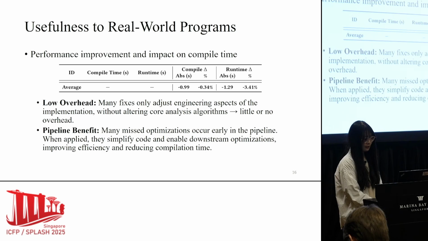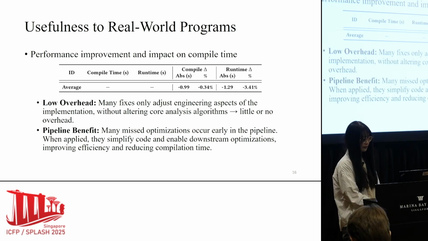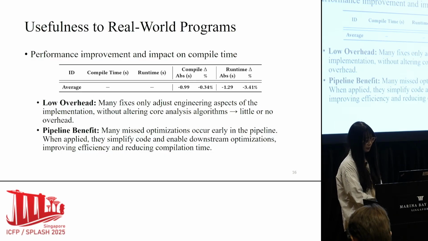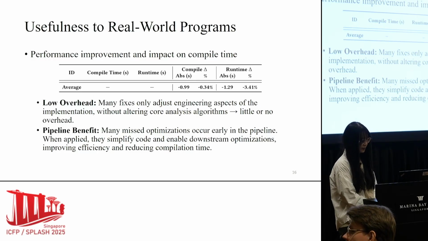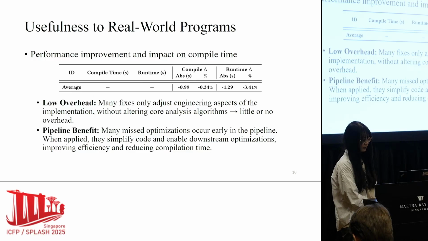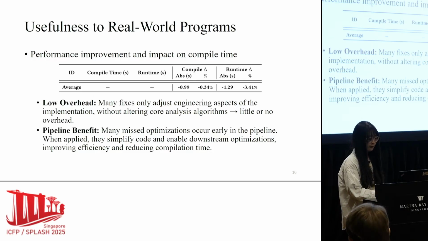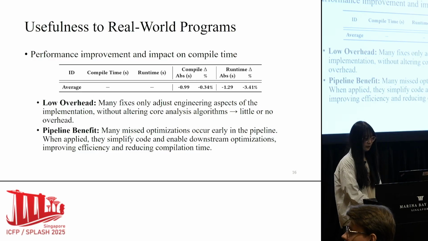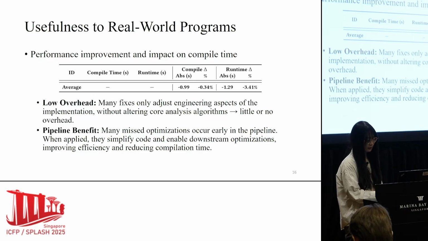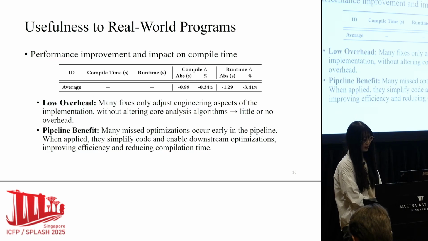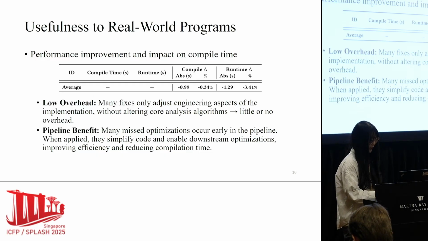In addition, we evaluate the performance and compile time impact of these missed optimizations. The results show that such real-world code not only consistently improves the runtime performance, but also reduces compile time after these compiler defects are fixed. There are two key reasons for this result. Firstly, many fixes address the engineering aspects of the compiler implementation, rather than altering the underlying analysis algorithm. Secondly, many of the missed optimizations occur early in the optimization pipeline. When applied, they can reduce the overall compile time.